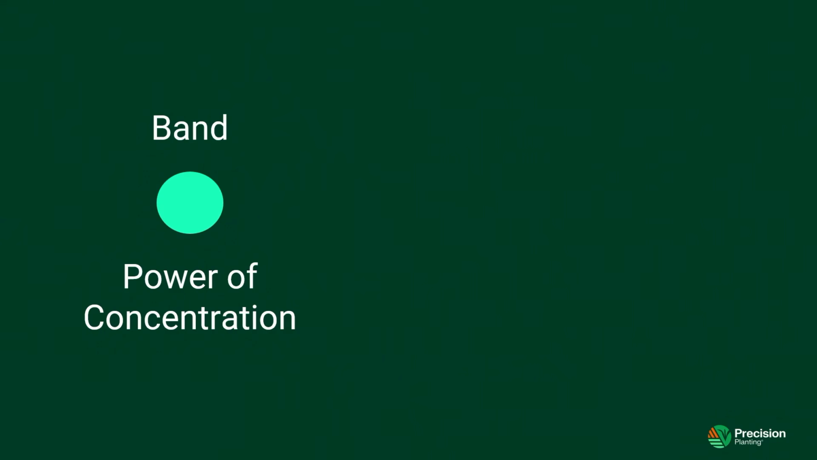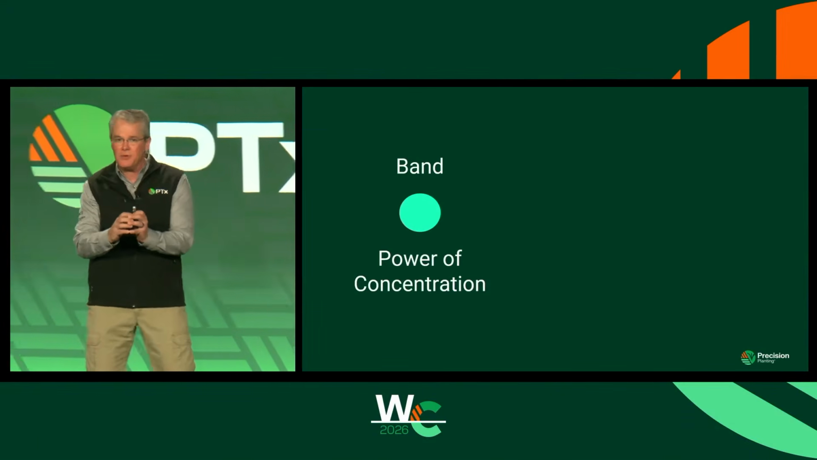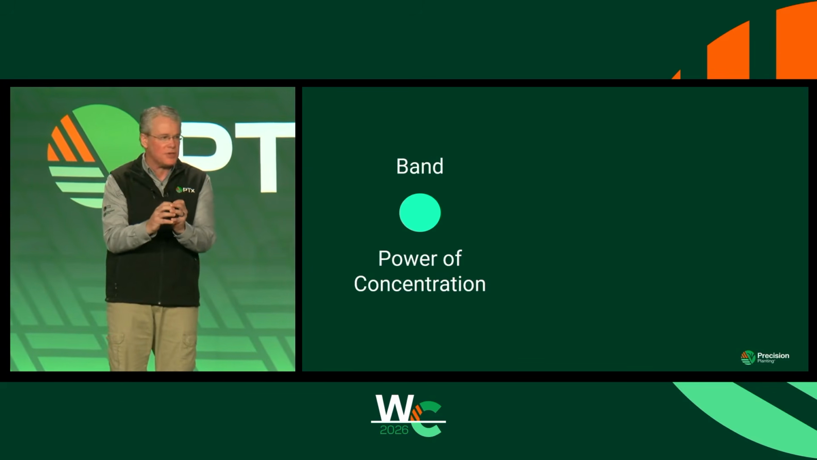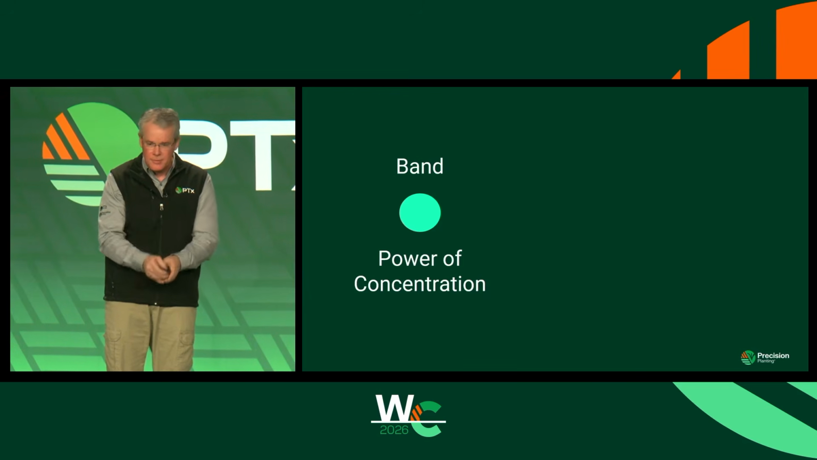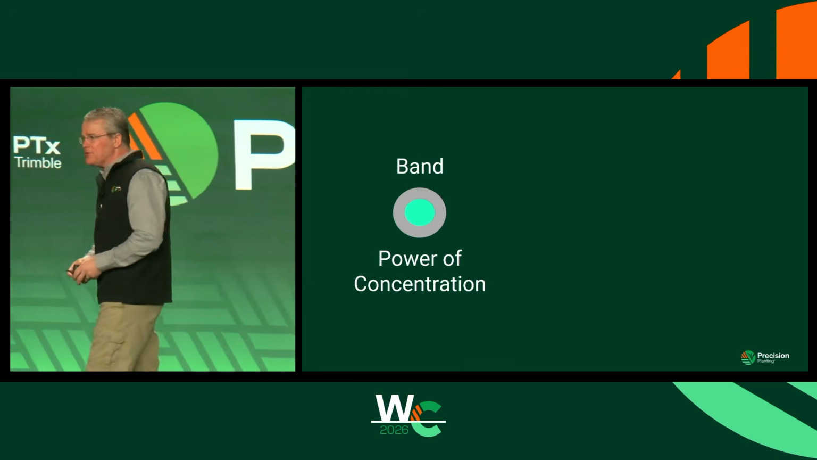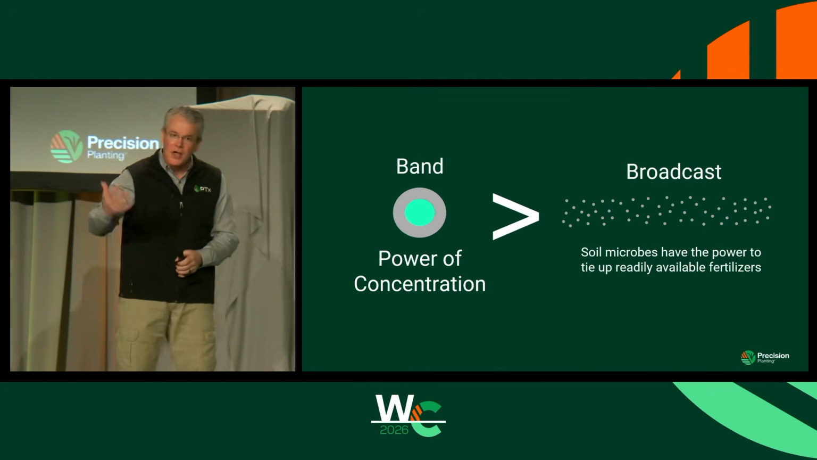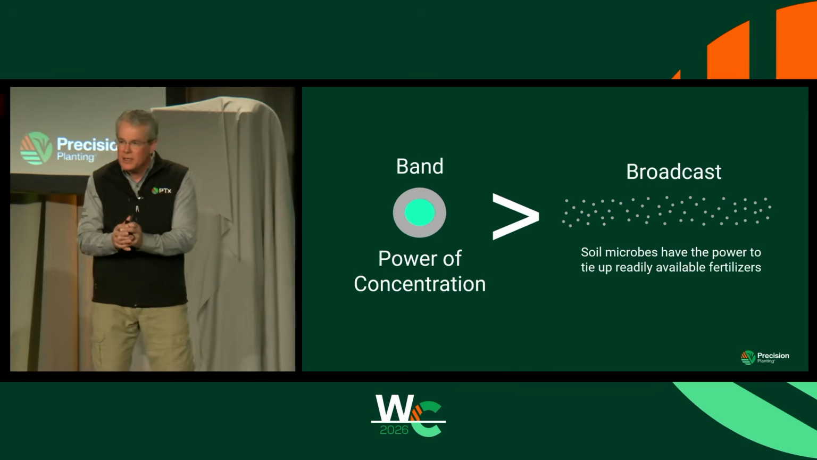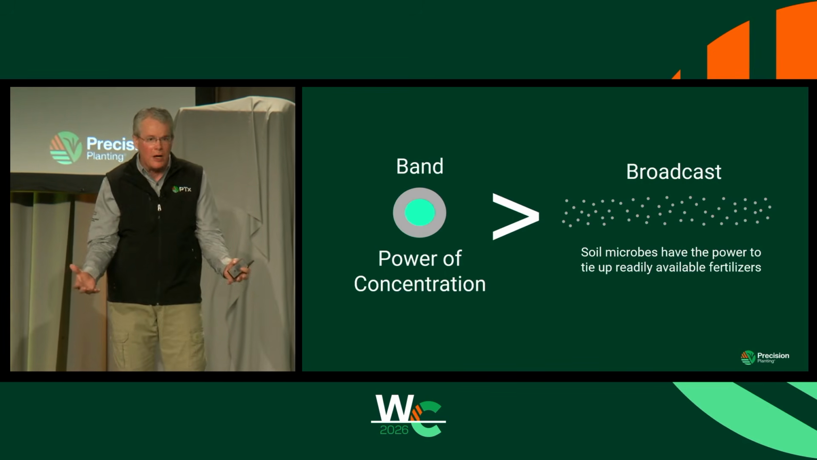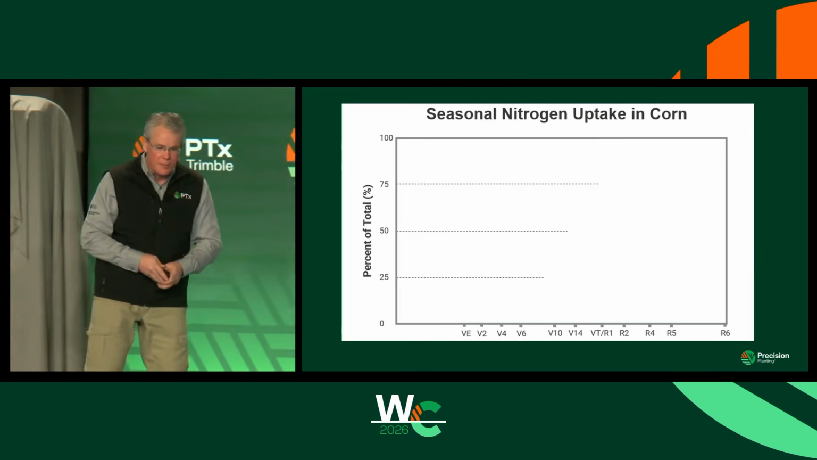Why is that? Well, the power of concentration. When we band nutrients, when we've put enough of a concentration in one band, how much of that gets tied up by the microbes? Not as much. You see, you've got the surface area and that's it. When I broadcast, what happens? Well, a much higher percentage of those nutrients, whether it's nitrogen, phosphorus, potassium, gets tied up by the environment, by the microbes, by the complex carbon chains. They call it the carbon penalty.